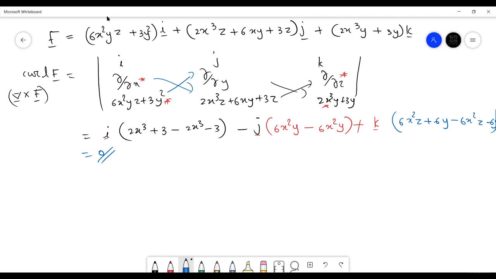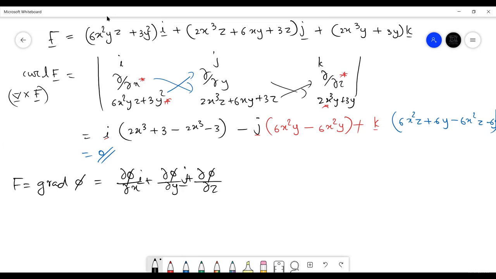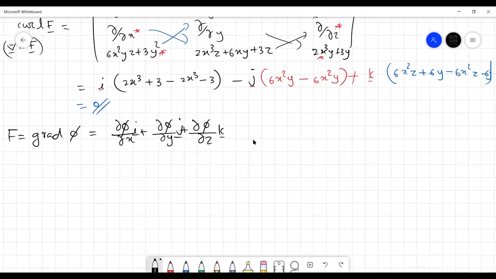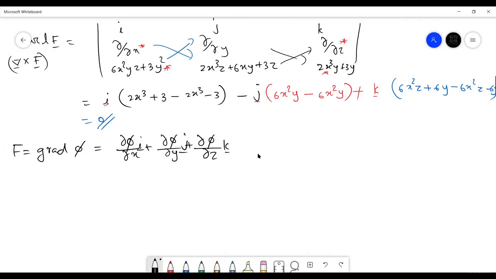Then they're asking us to find the scalar potential phi, right? So they have given us f is equal to grad phi. So we have to find phi, right? So we know grad phi can be written as del phi by del x plus del phi by del y plus del phi by del z, right? Into I, here I, here j, and here k. So we can equate the coefficients, right? By equating coefficients, we can write del phi by del x is equal to 6 x squared y z plus 3 y squared, right?